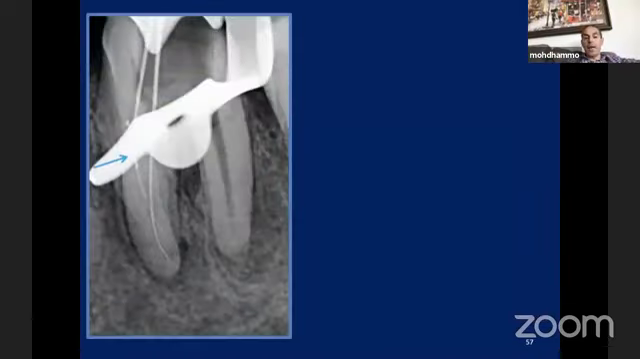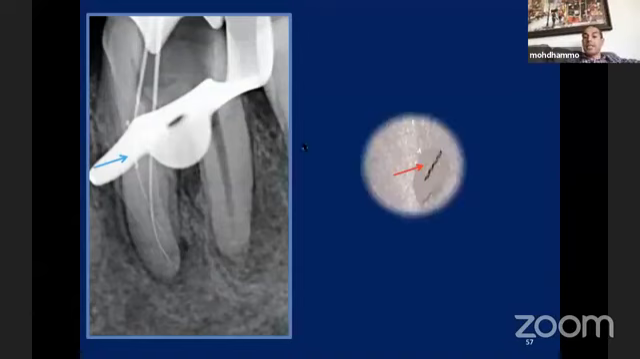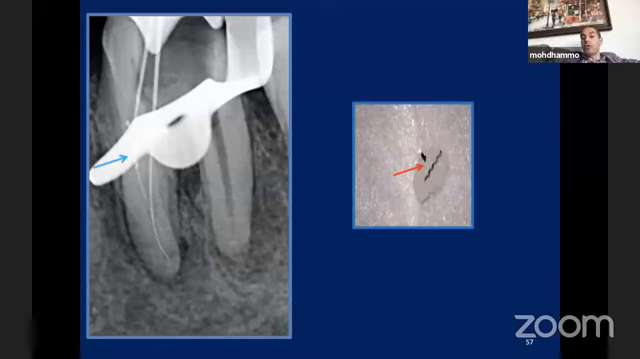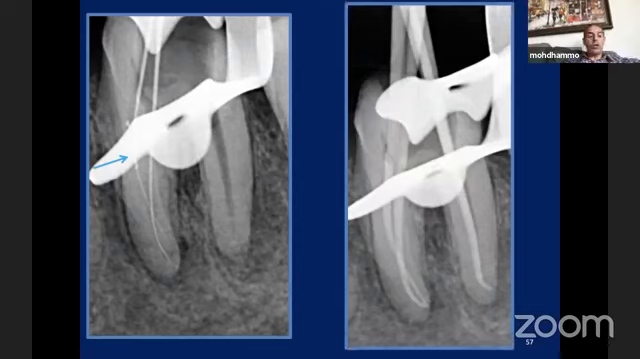Then I will deal with the broken file. I bypassed it, and while I was bypassing, it jumped, but it went to the cotton pellet, so it will not enter the other canals. Now I will continue cleaning, shaping, and obturation of these canals.